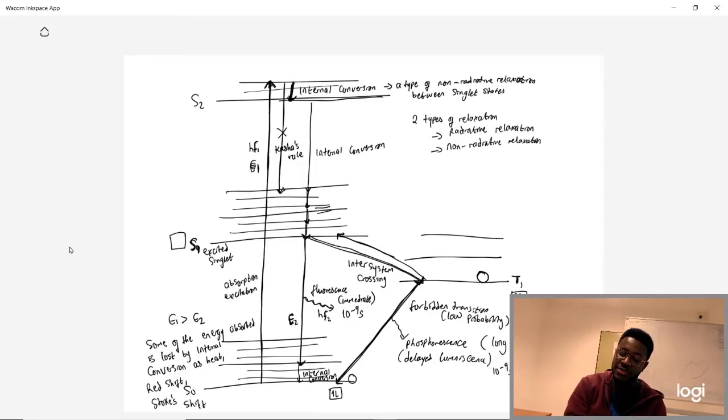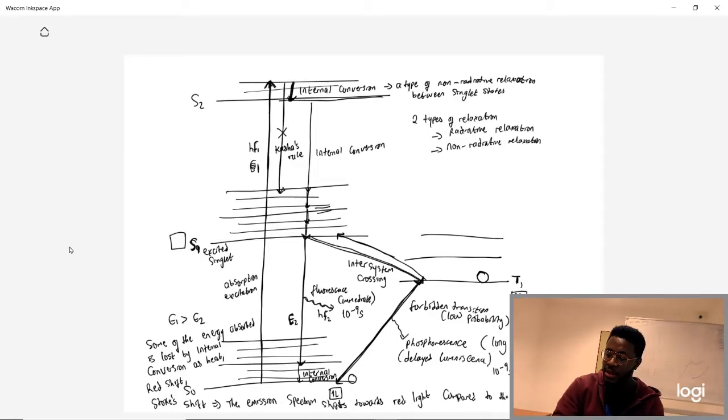What is the Stokes shift, or the red shift? It is when the emission spectrum shifts towards red light compared to the absorption spectrum.